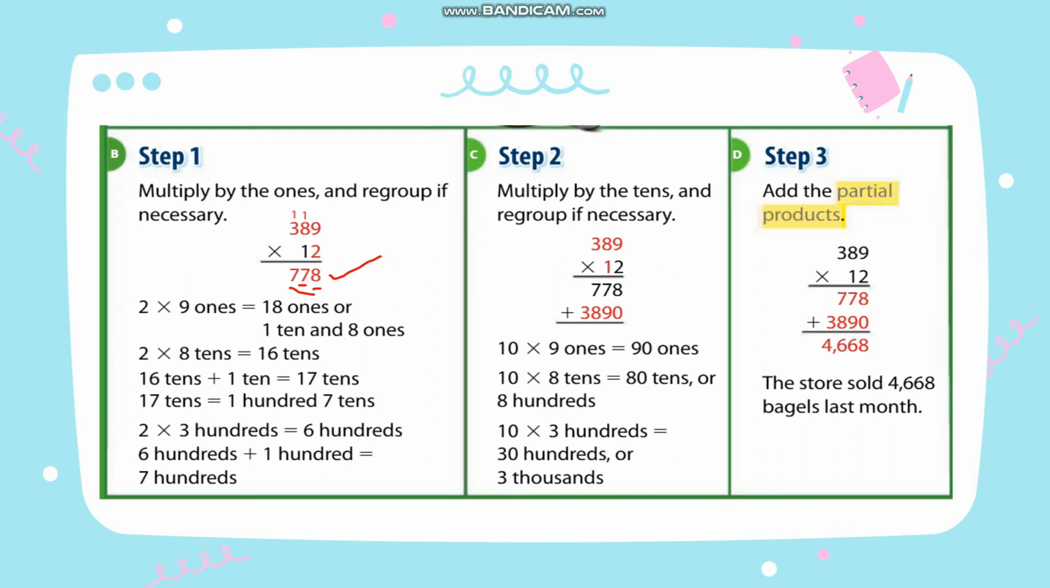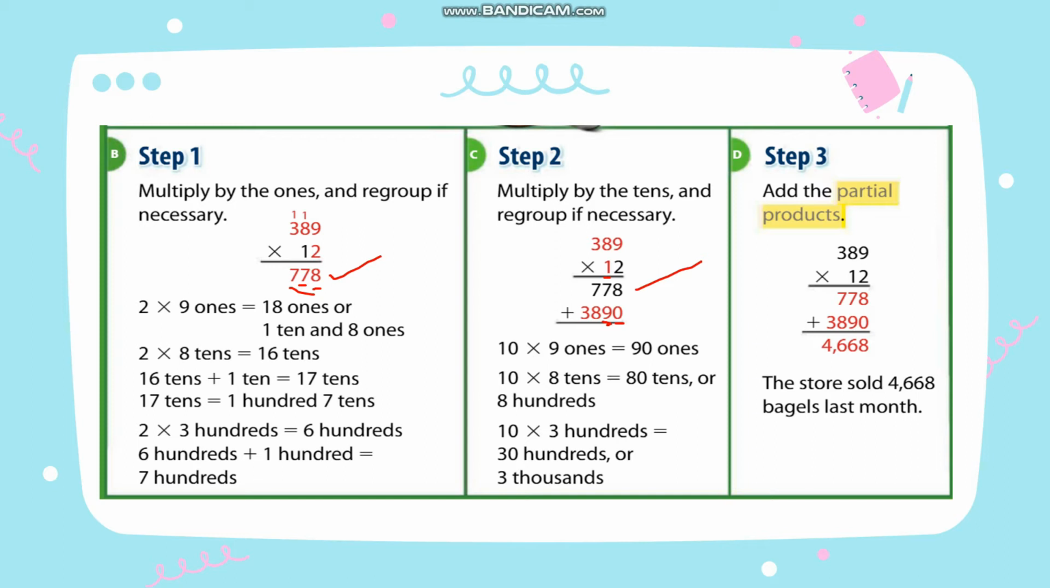Now this is 778. Before multiplying the second digit, you need to put 0 first, because you are now multiplying the tens place, so the answer must be in the tens place. So 1 multiplied by 9 is 9, 1 multiplied by 8 is 8, and 1 multiplied by 3 is 3.